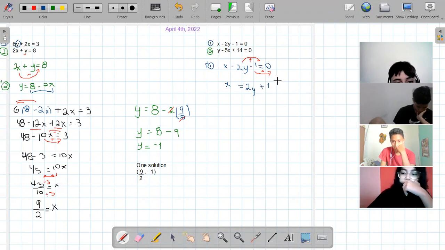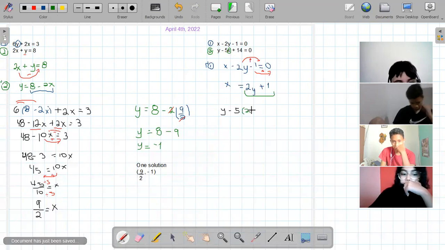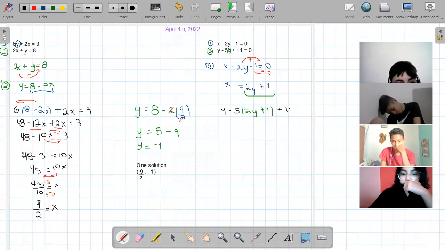And that's my new equation 1. And now I'm going to substitute this value in this x, okay? Because that's what x stands for. X is 2y plus 1. So I'm going to substitute that. So I'm going to say y minus 5, and instead of x, I'm placing 2y plus 1, plus 14. And that is equal to 0.